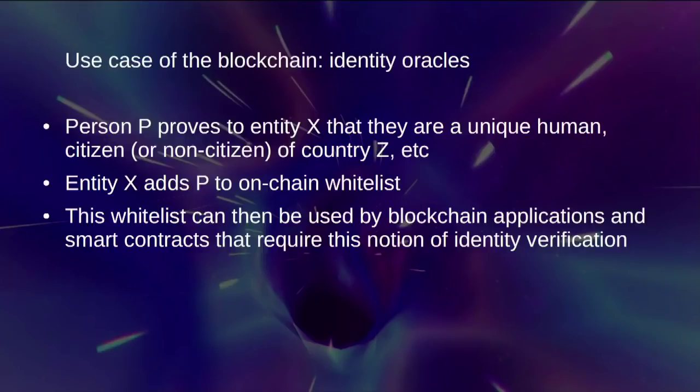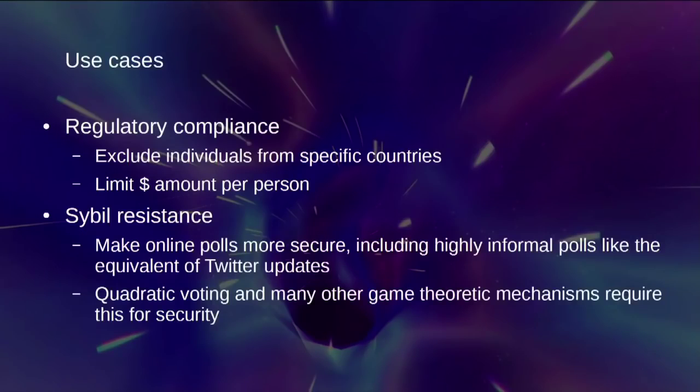So if you have an application that has some need to either only accept, let's say, one account from each individual human, so not allow people to create 10,000 accounts, or let's say you want to accept people only from some countries, not accept people from some countries, well, you can use this whitelist. And it's something that's on the blockchain, it can be publicly queried, and it gives you the information that you need. Use cases.